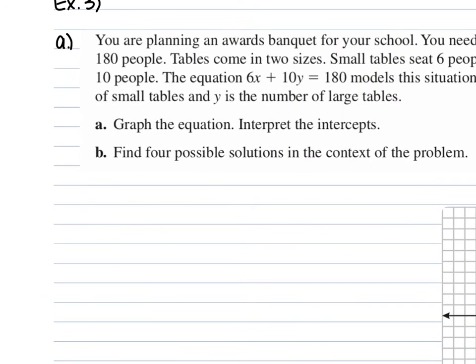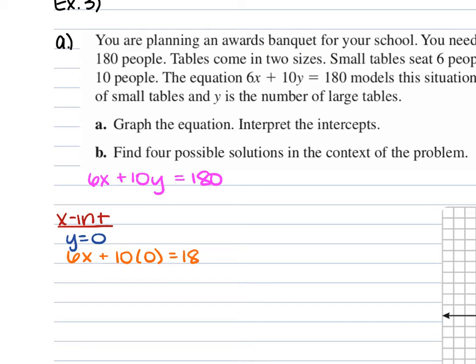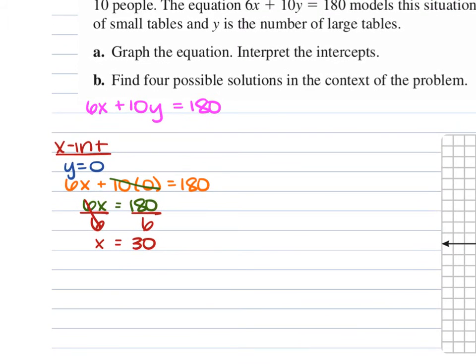So if we were to find the x and y intercept, we have the function 6x plus 10y is equal to 180. To find the x-intercept, we're going to plug in 0 for y. So this is just going to be 6x plus 10 times 0 is equal to 180. The 10 times 0 cancels out, so 6x is equal to 180. We divide each side by the 6 and get that x is equal to 30. So that's the ordered pair 30, 0.